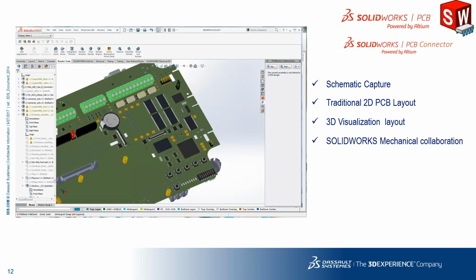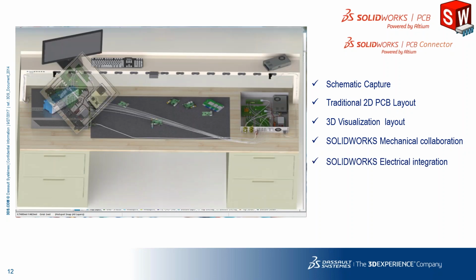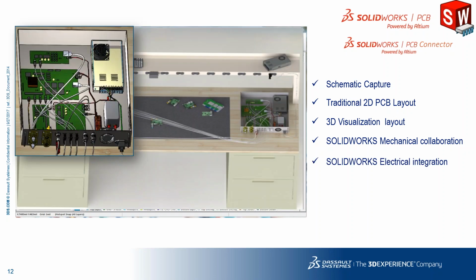Another capability is SOLIDWORKS mechanical collaboration. All your changes in the design can be interactively collaborated between electrical and mechanical. And it's fully integrated actually. So when you finish your PCB, you can insert it into SOLIDWORKS, and then you can have all your wire routing and cable routing, and also you can insert that in SOLIDWORKS electrical.